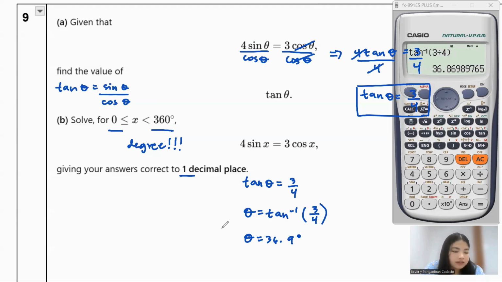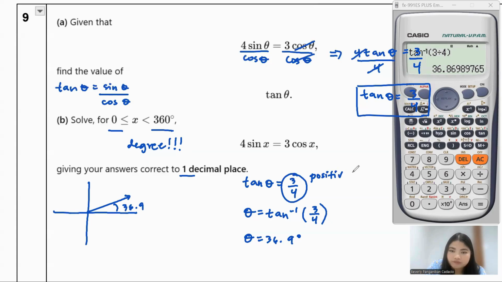But you're not yet done, because I need the whole angle in 0 to 360. So you're going to draw that. Whatever you're getting there will be the angle from the standard position, as we learned last time. Meaning to say, this one is the 36.9. And your tangent here, your 3/4, is positive.